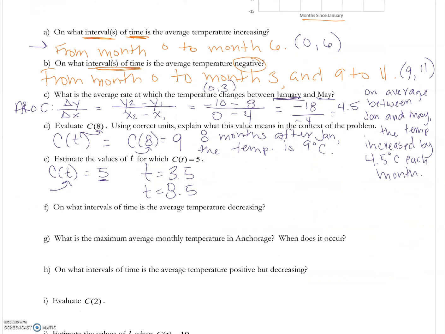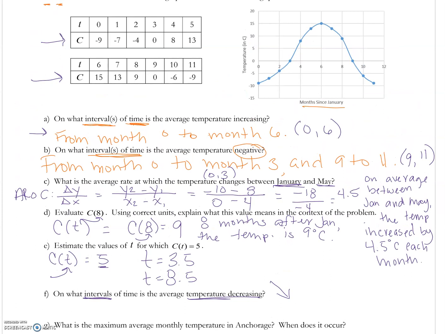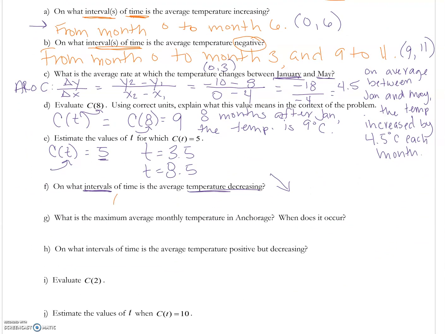All right, let's keep looking. On what intervals of time is the average temperature decreasing? Decrease means going down. So if I look at my graph, I'll change colors here. If I look at my graph from left to right, my eyes go up, up, up, up, up, then down, down, down, down, down. So it starts going down or decreasing here, and it ends here. So it starts at month 6 and ends at month 11. And we're going to do our interval notation and just say parentheses 6, comma 11.